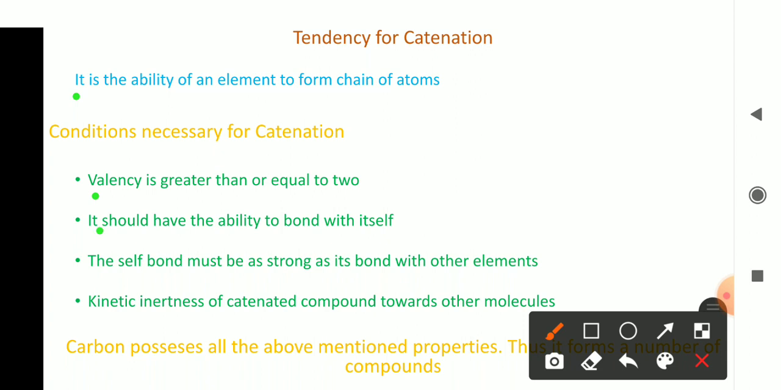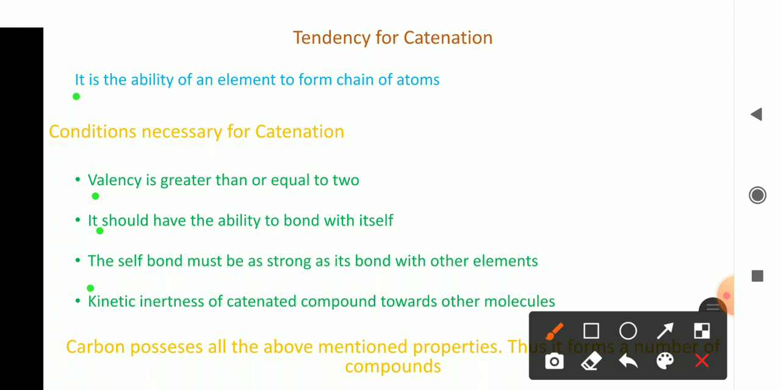Then come to point number 2. What is given? It should have the ability to bond with itself. If you take carbon, it can bond with itself. Carbon single bond carbon, carbon double bond carbon, carbon triple bond carbon. So it should possess what property? It should have the ability of forming bonds with its own atom. That is the second property for an element to show catenation.